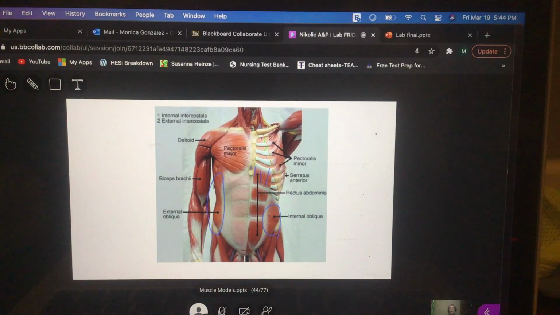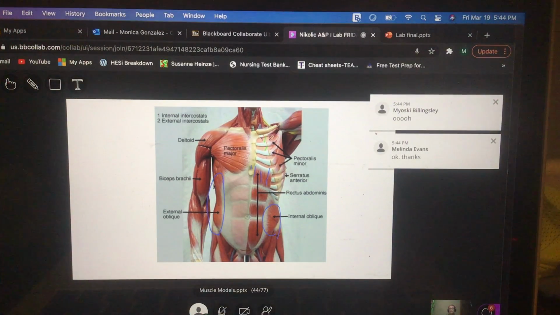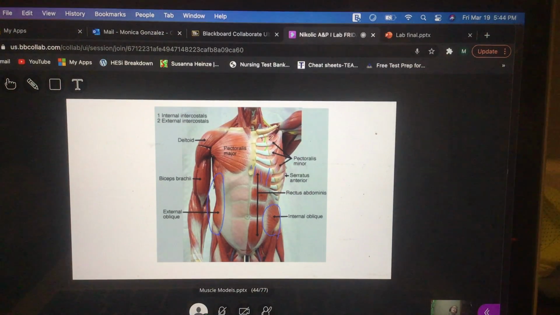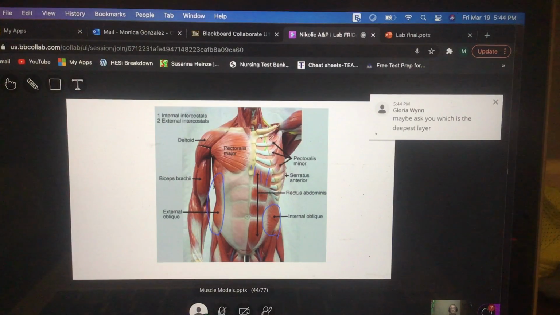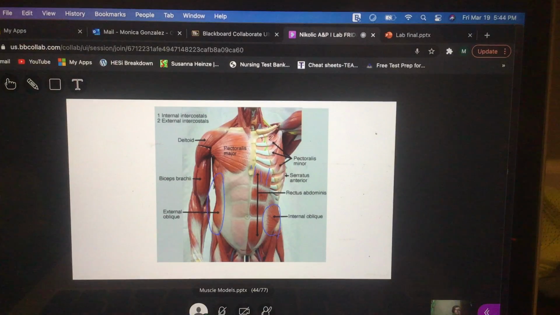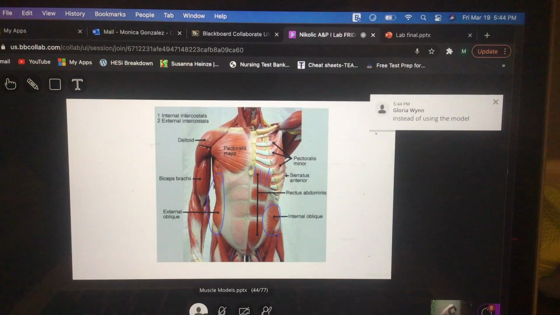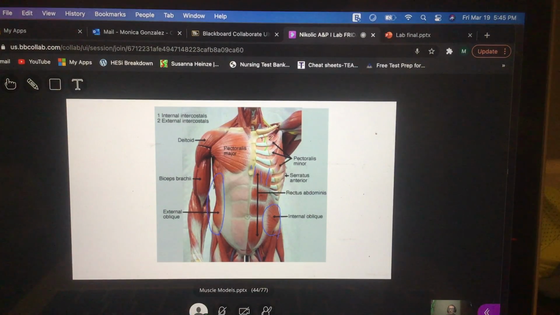So again, I check the test before. Usually I have forgotten, but I usually check the test, and if there's something janky, I'll tell them. Now, if something happens and I miss it, then I'm not going to take the points off because it's not on here, right? Like you literally cannot see the transverse abdominis because it's the 3rd layer. Maybe ask the deepest layer. So they would have to remember.